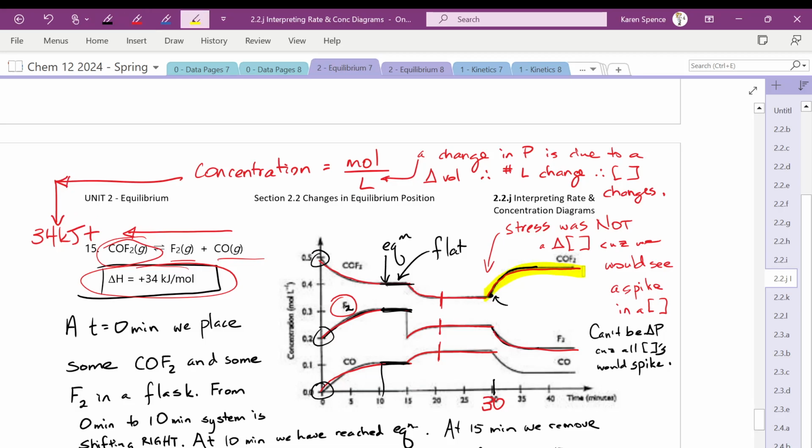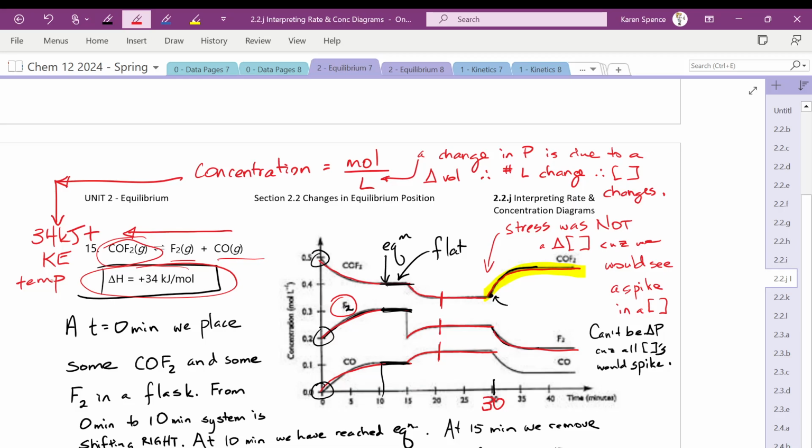Yes, because we're shifting to the left. My stress was a decrease in kinetic energy, temperature. Right? The stress was a decrease in temperature. So we shift to the left, and that makes more of the reactants and uses up products. It's about the stress. The uppy downy arrow is always a stress. The sidey arrow is always a shift.